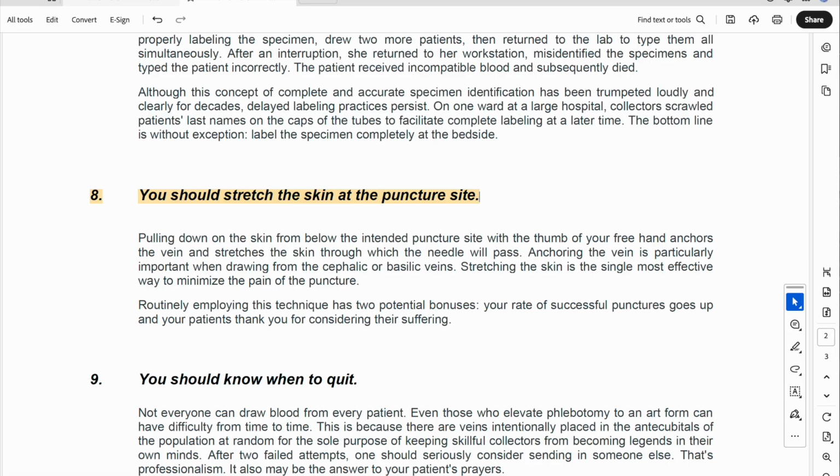When skin is loose, the needle pushes the tissue ahead of it before penetrating, creating a larger, more painful opening. Taut skin allows for clean, sharp penetration with minimal tissue displacement. This technique offers 2 significant benefits. Your success rate will improve because you are working with a stabilized target, and your patient will thank you for the reduced discomfort. It is a simple technique that demonstrates your technical competence and patient consideration.